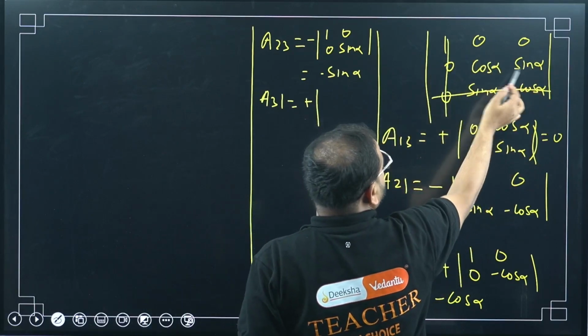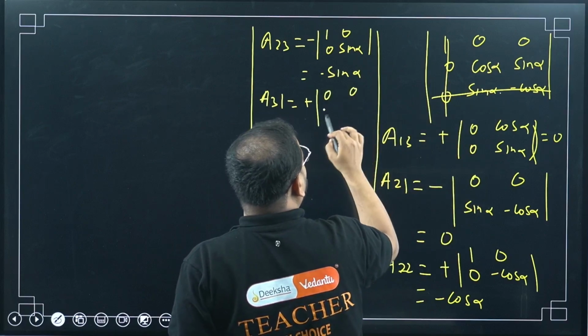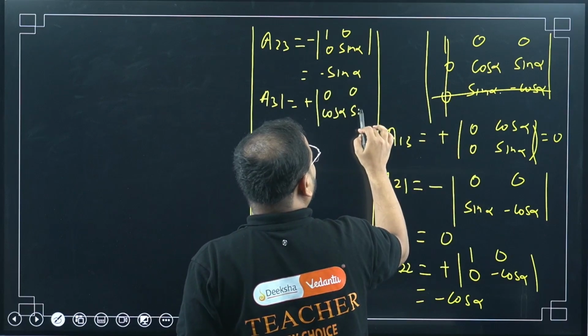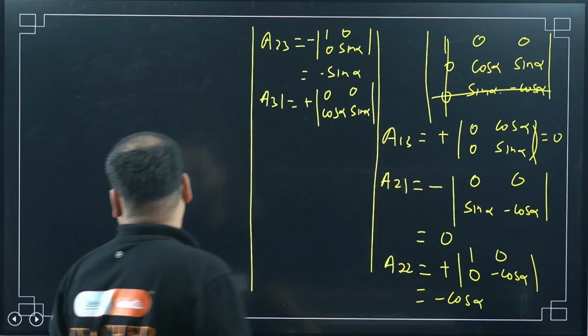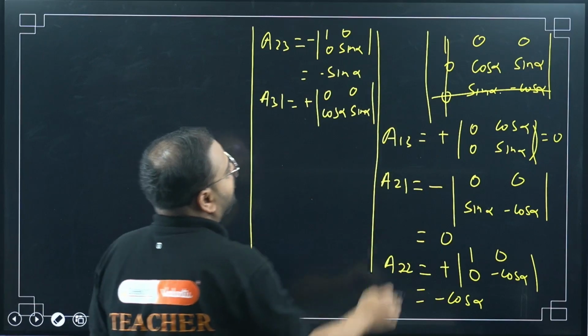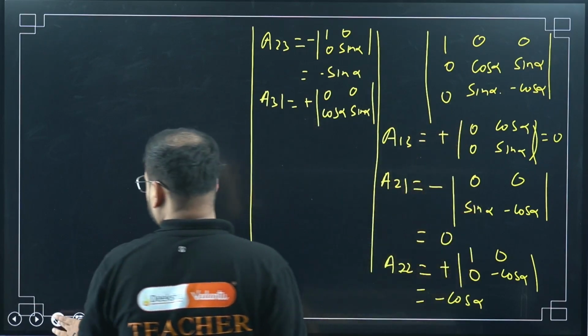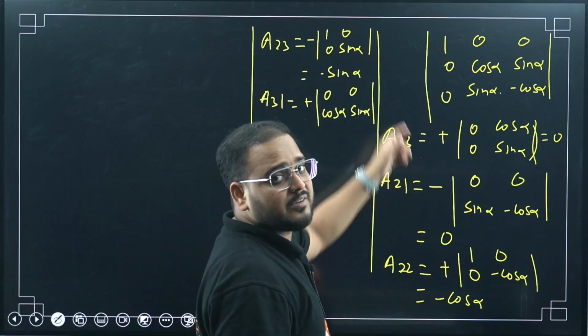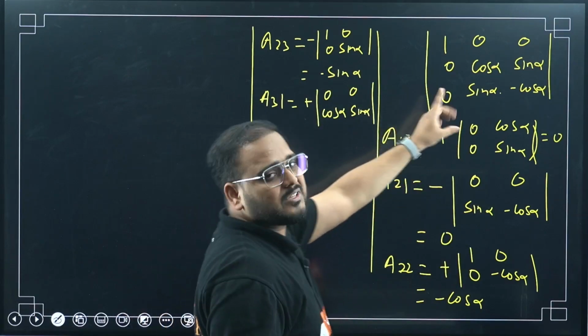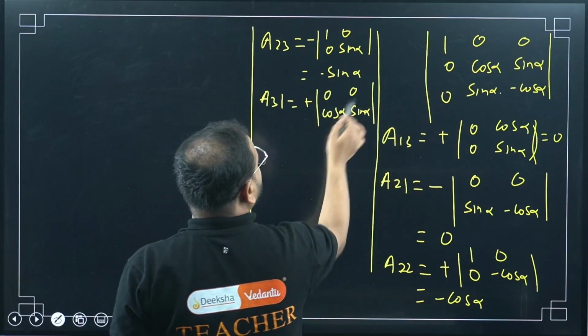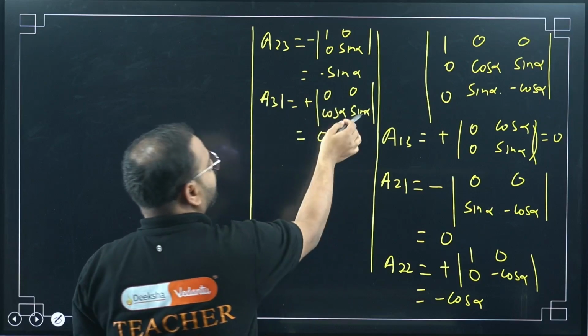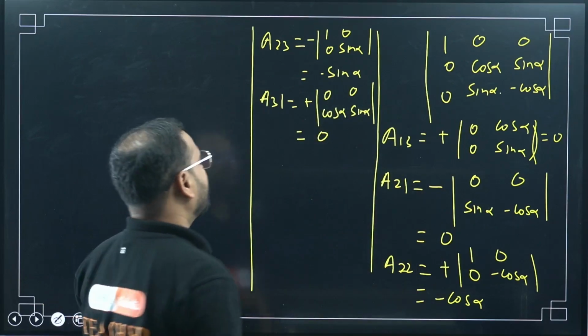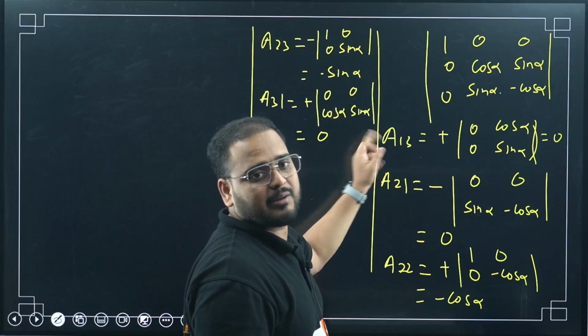0 times this. 0 0 cos alpha sin alpha. This is the simplest way to find this. Otherwise you'll make mistakes. Over here, if you have 0 0, we are not making any mistake, but if it is some other number, you'll make a mistake. So 0 0 makes our work easier. 0 into sin is 0, 0 into cos is 0, so the answer is 0. But you write the matrices every time, like I'm writing here.